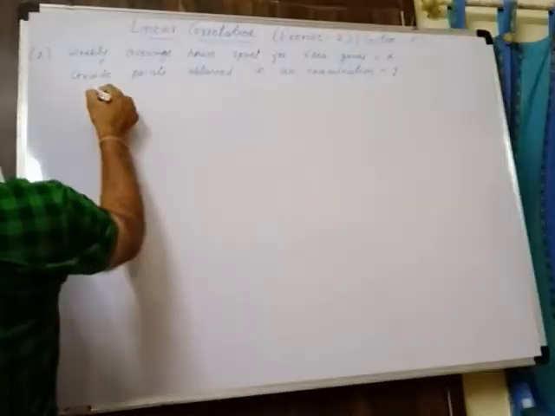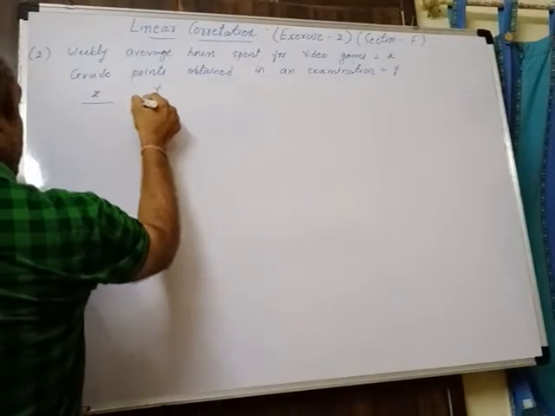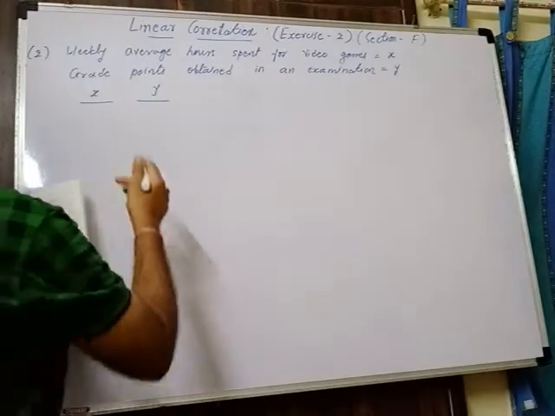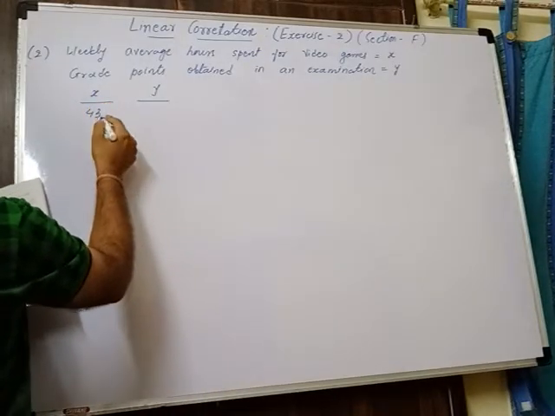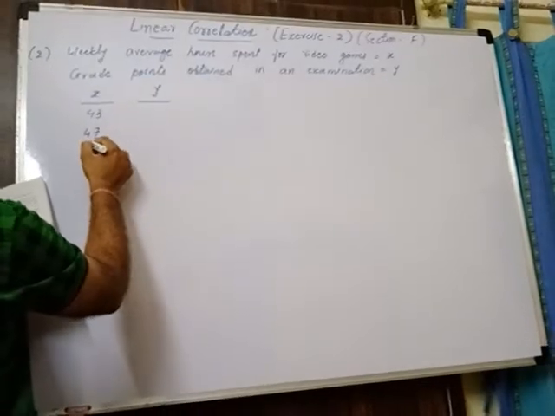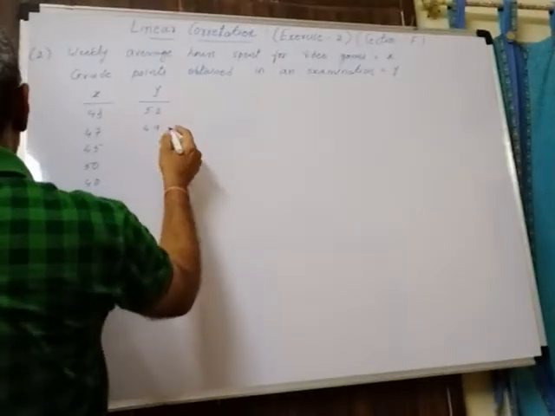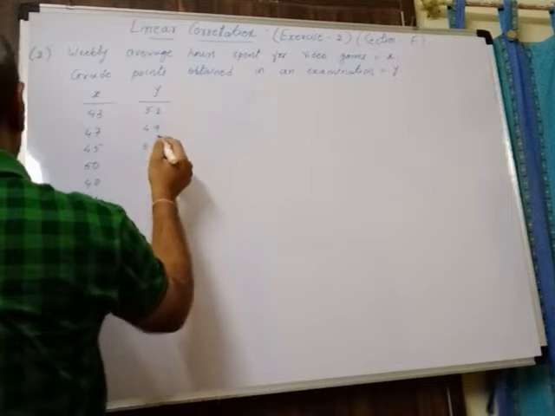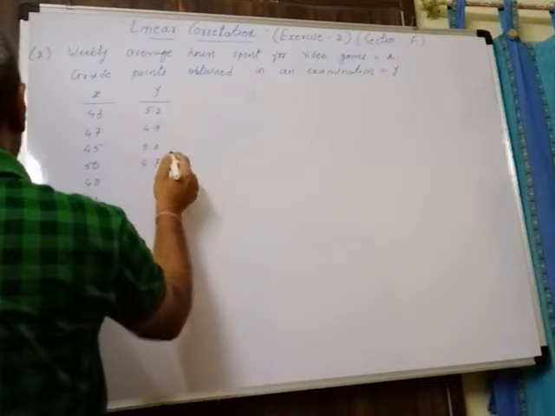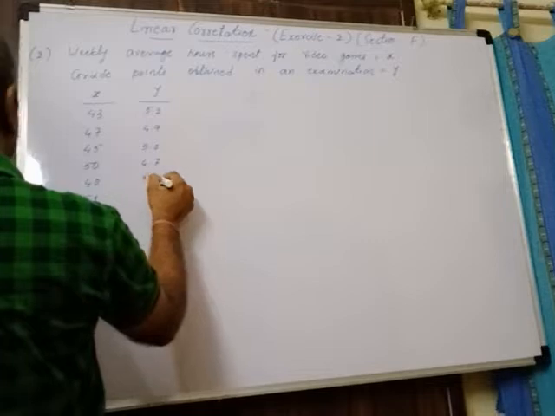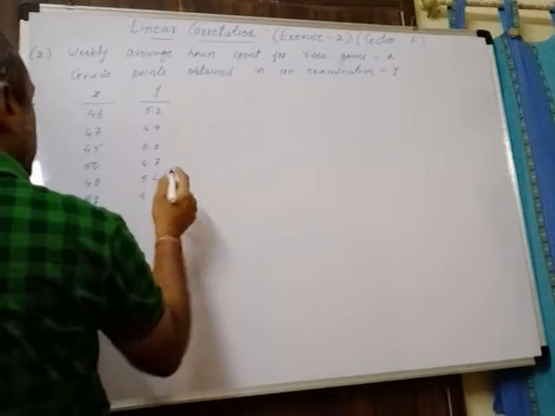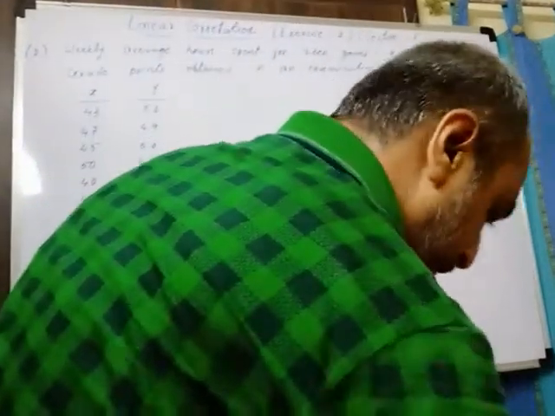Now the observations given for variable x and variable y I'll write here. In variable x it is given as 43, 47, 45, 50, 40, 51, and in variable y 5.2, 4.9, 5.0, 4.7, 5.4 and 4.3. These are the observations available.